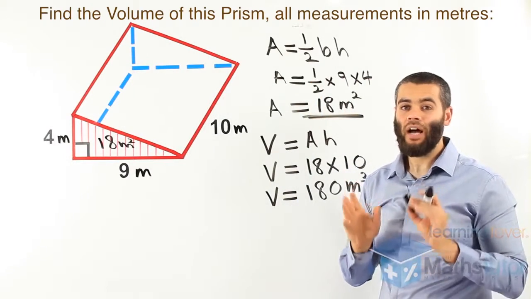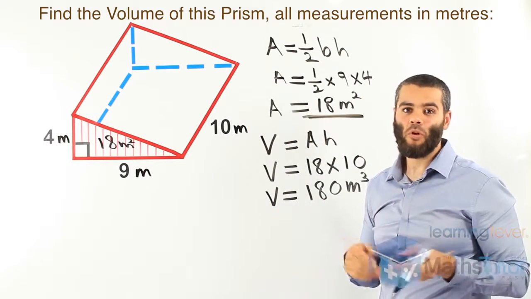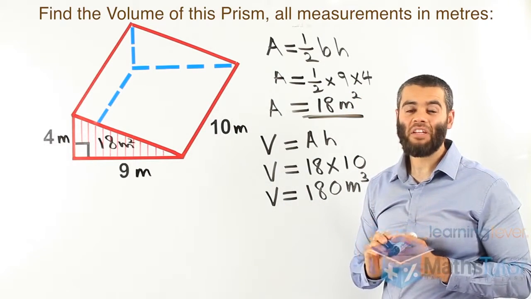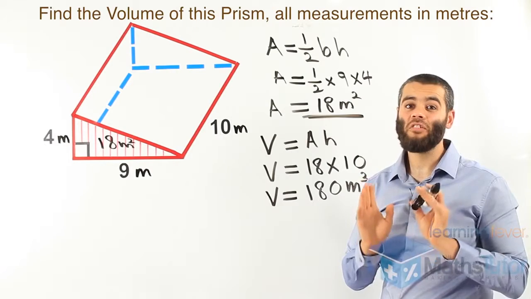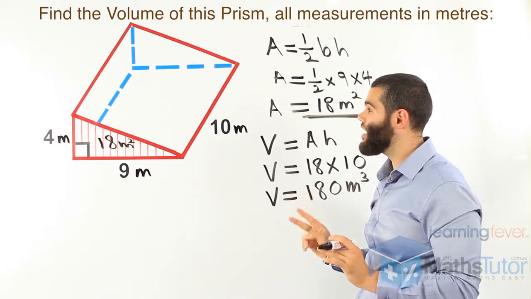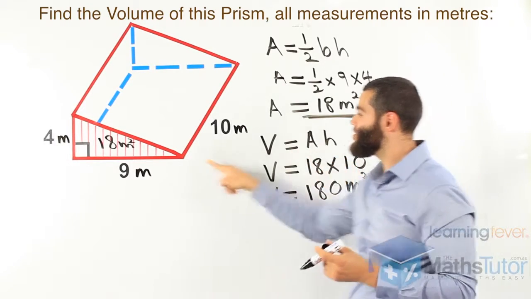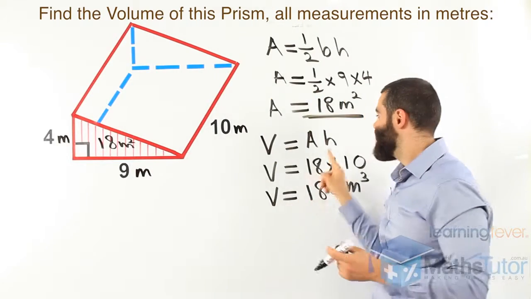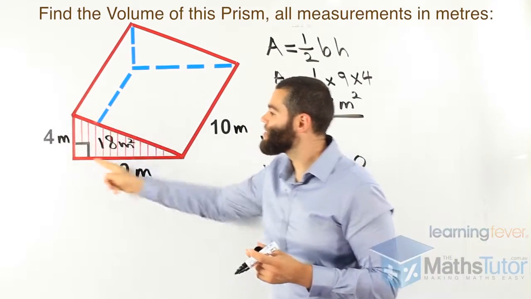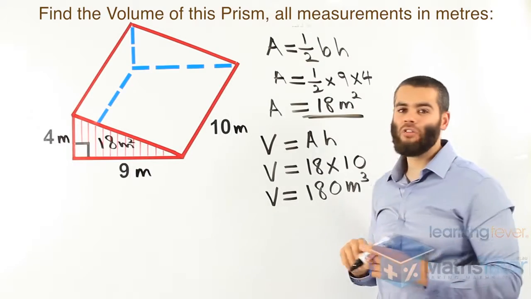Very important. We are asked to find the area first because we haven't got it, and then we multiply it by the height of this triangular prism. Very easy, but as I always say, you need to concentrate. You need to zoom in. Look at the diagram carefully. We are asked to find the volume. The volume is V equals AH. A is the area of the cross-section and H is the height of the prism. We had to work out the area because it wasn't given to us, then multiply it by the height of the prism. We got the volume, 180 cubic meters.